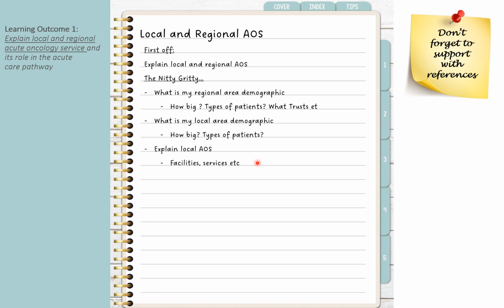So think about this as boxes within boxes. So how does this box fit within this box that fits within this box? So the jigsaw piece, you're the jigsaw piece, and how do you fit into the bigger picture? And don't forget to support with references throughout.